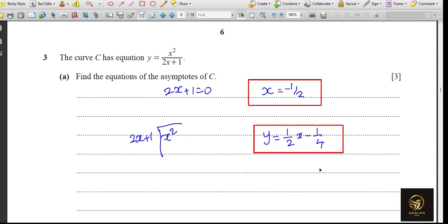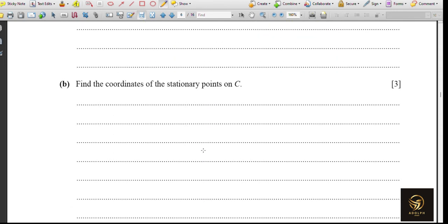One more time, I'm just repeating. To get the oblique asymptote, divide the numerator by the denominator, and whatever quotient you get here is the oblique asymptote. We'll move on to the next one.